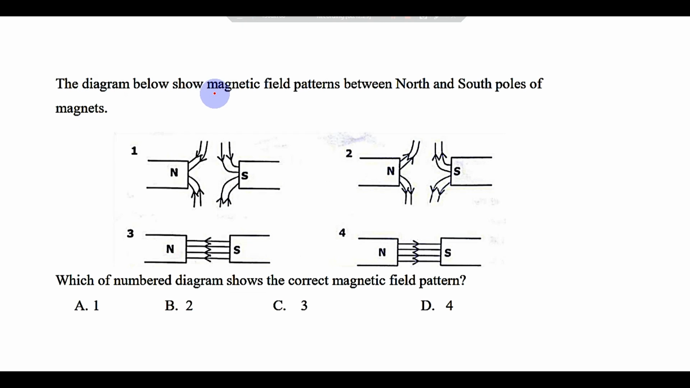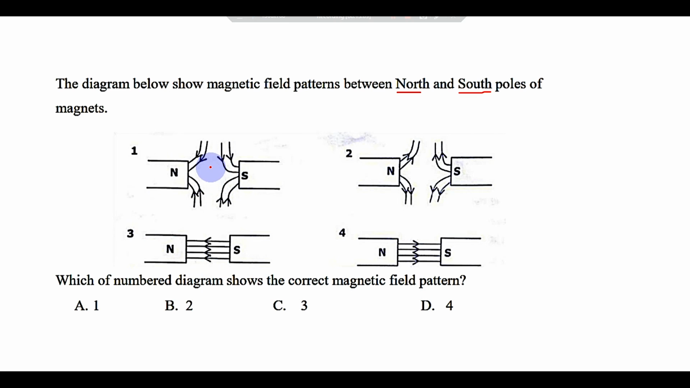Another question. The diagram below shows magnetic field patterns between north and south poles of magnets. Previously, we were looking at the magnetic field lines pattern between a north pole and a north pole. We saw that the magnetic field lines were pointing away, and there was a neutral point because they are like poles. That is what causes repulsion. Now, in this case, it's a north and a south. Which pattern do you think would be correct? They're asking which of the numbered diagrams shows the correct magnetic field pattern.